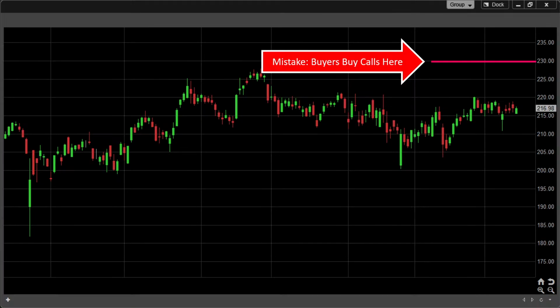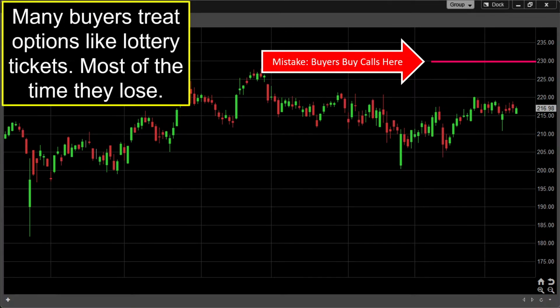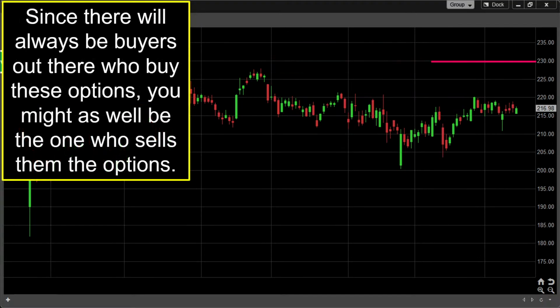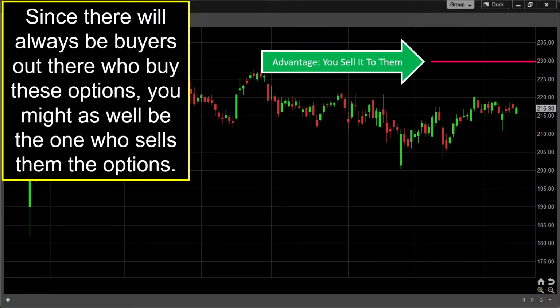Why would you put yourself in a position where the stock has to move $15 a share for you to see any real profits? Well, they do this because those options are very cheap. They treat it like a lottery ticket, right? Most of the time, they end up losing. Now, these people right there, they are the gamblers. There's always going to be those gamblers out there who are buying these options. You may as well be the one who sells it to them.